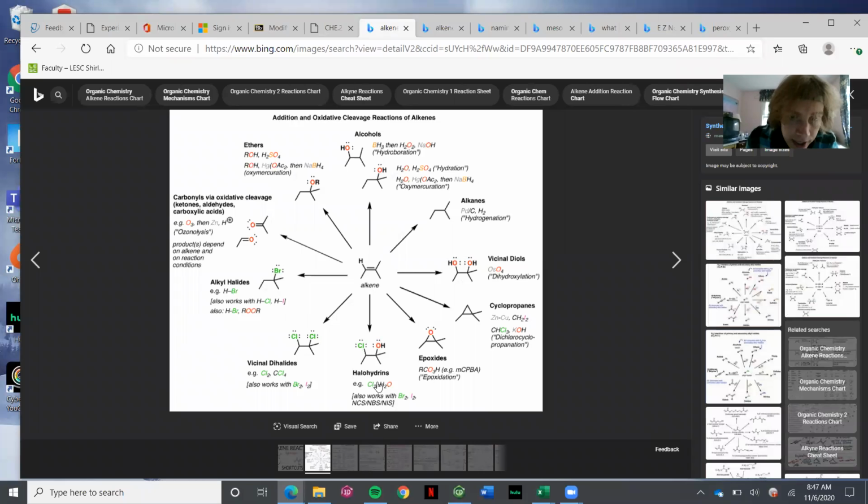And halohydrins, these also add Cl2 with water, so that's just your Cl2, Br2, or I2 with just water. Yeah, so NCS, NBS, and NIS, those are just basic addition reagents. You guys can ignore those for now. That's more advanced stuff.